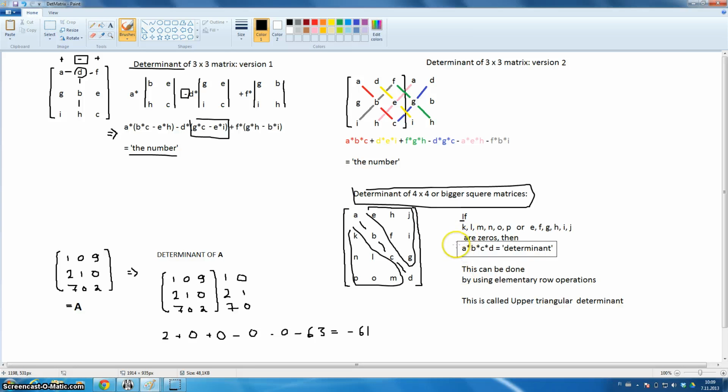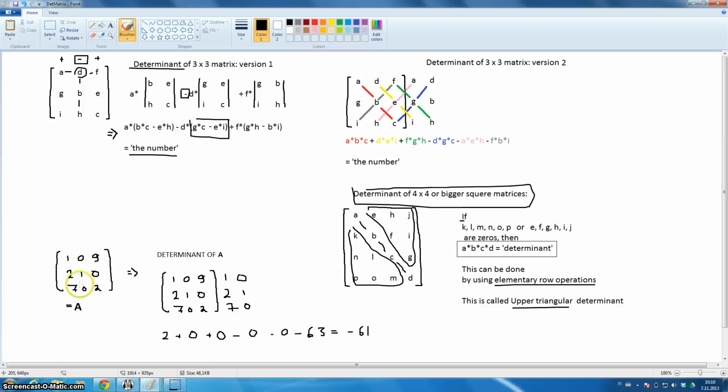And how to change any matrix to this upper triangle form is possible by using elementary row operations. I don't explain it over here.